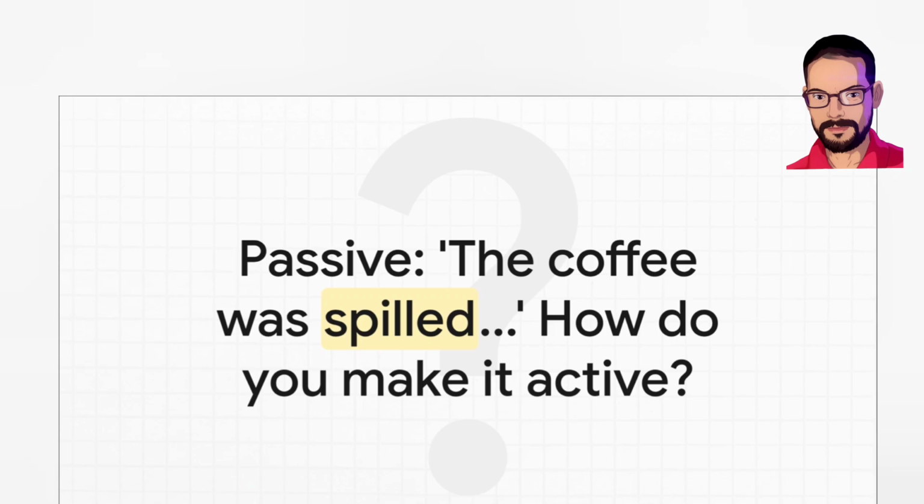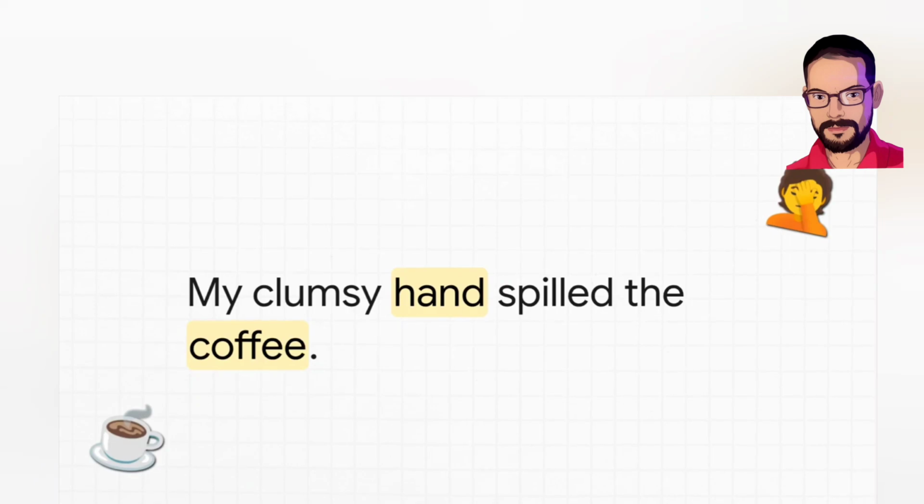So here, the coffee was spilled by my clumsy hand. The focus is on the spilled coffee. The doer, my clumsy hand, is kind of tacked on at the end. How would you flip this to take full responsibility for that mess? And the answer is, my clumsy hand spilled the coffee. It's a small change, I know. But just notice how the active voice feels punchier, more direct. It's about taking ownership. There's no hiding. My hand did it, plain and simple.